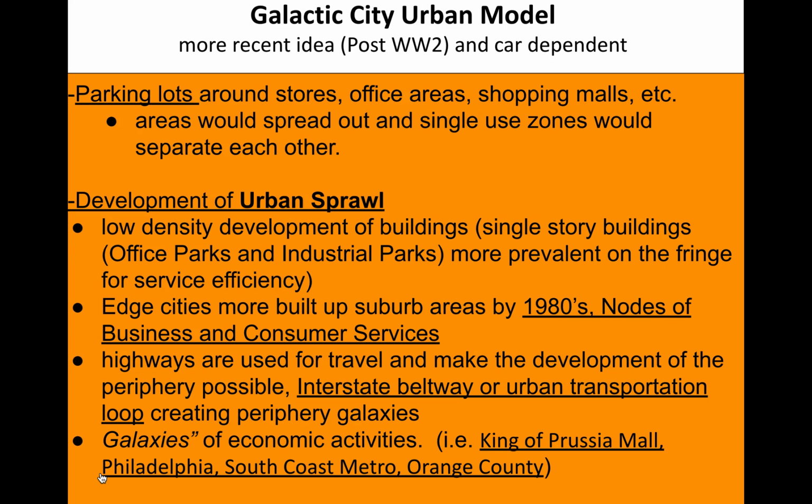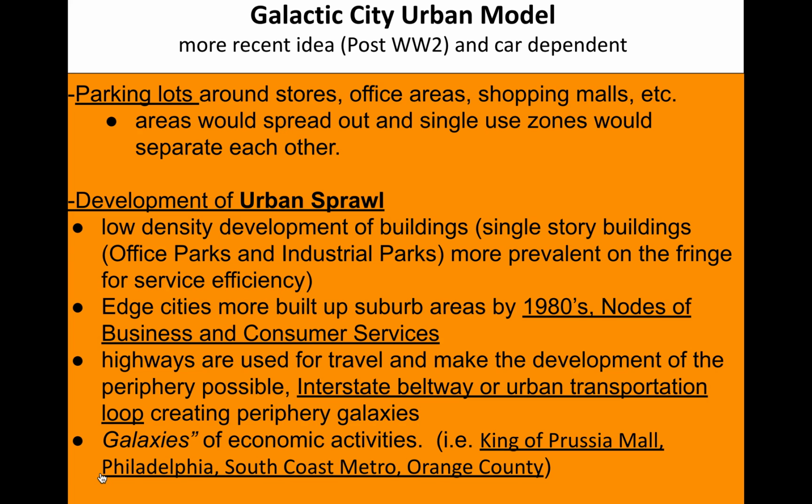So how do we see the Galactic City model? Parking lots around stores outside that urban loop, or what is known as an urban belt line. You'll see large shopping malls. You'll see them spread out, single-use zones. You'll see the development of conurbation, which is urban sprawl, and low office parks along major interstate roads. We'll see the continued buildup of the suburbs in the 1980s, and especially nodes of mostly consumer services, but also less specialized business services moving into office parks in edge cities. And you'll see the importance of that belt line, as I already mentioned.